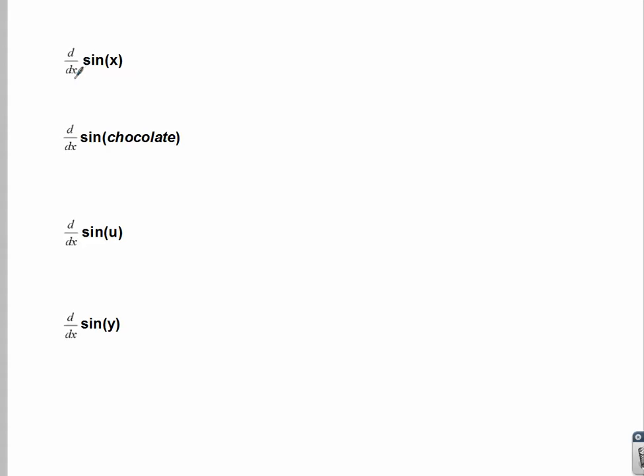The derivative with respect to x of the sine of x. Nothing crazy here, just the cosine of x. The derivative with respect to x of the sine of something else, like chocolate. Well, remember, first we deal with the sine part. That's the outer, that's the shell, and its derivative is cosine of whatever's inside. Then we do the derivative of what's inside.